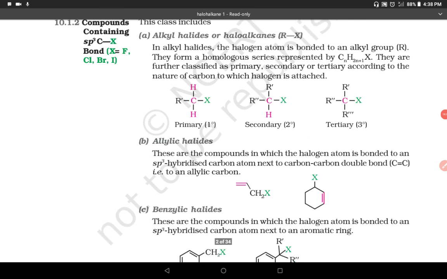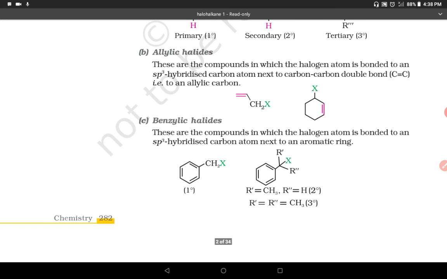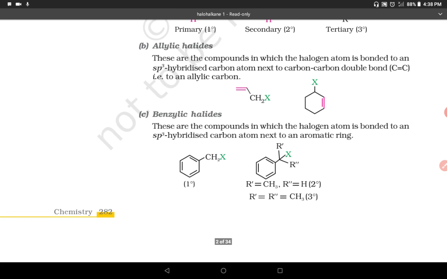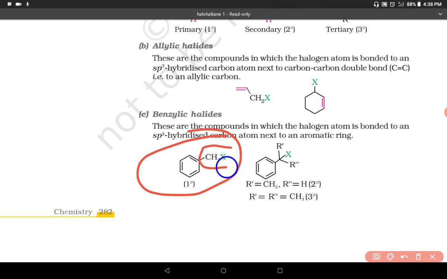Next we come across benzylic halide. These are the compounds in which the halogen atom is bonded to an sp3 hybridized carbon next to an aromatic ring. You can see that in this example. Halogen is attached to this sp3 hybridized carbon, but this carbon is attached to the aromatic ring. Then it is called a benzylic halide.